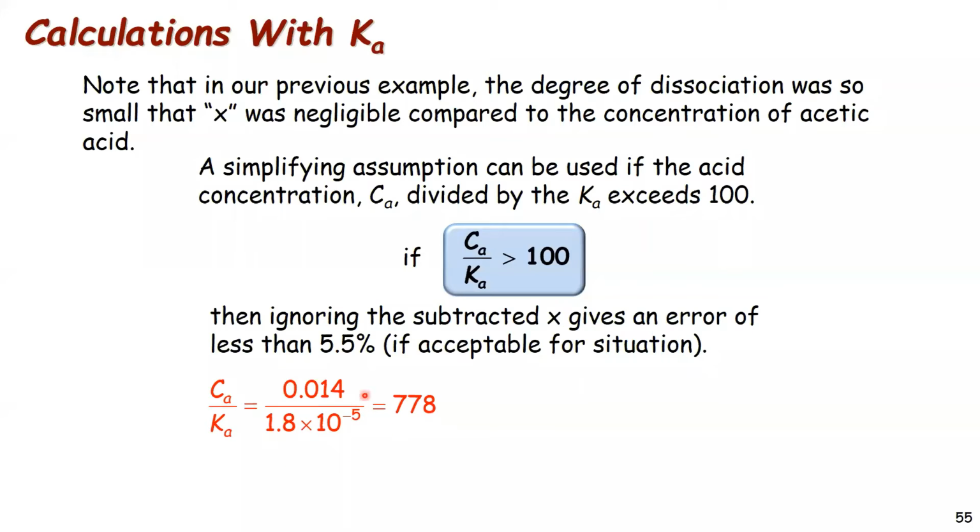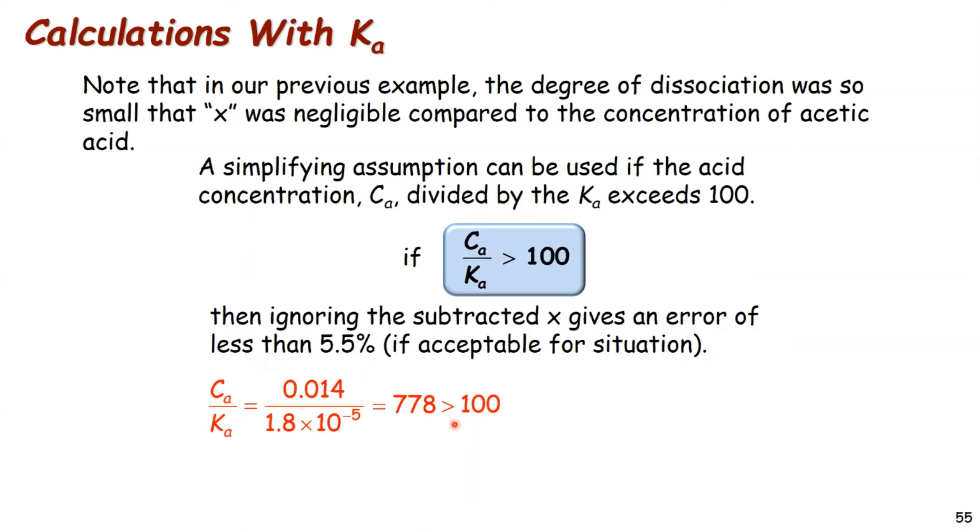Now, the stronger our acid becomes, the smaller this number becomes. So this works for weak acids. But as the acid becomes stronger and stronger, I believe it's somewhere around the 10 to the negative 3, 10 to the negative 4 region, that this breaks down and it doesn't work anymore. But the weaker the acid, the better this actually works.